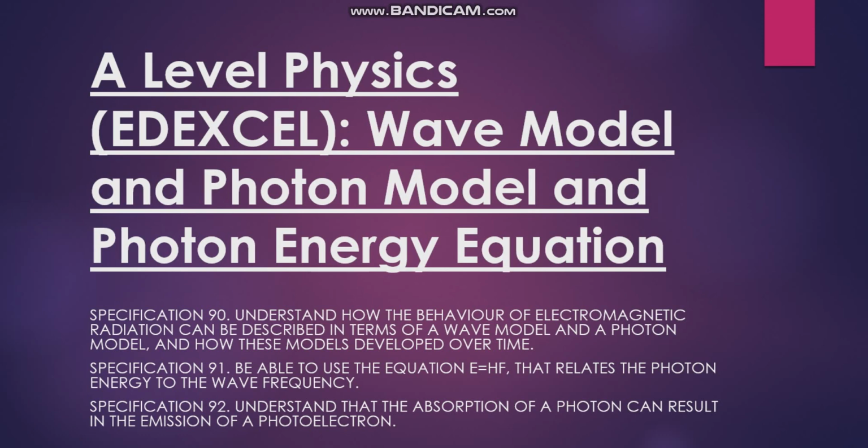So specification point 90 states that we need to understand how the behavior of electromagnetic radiation can be described in terms of a wave model and a photon model, and how these models developed over time.